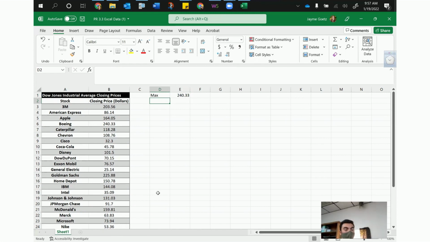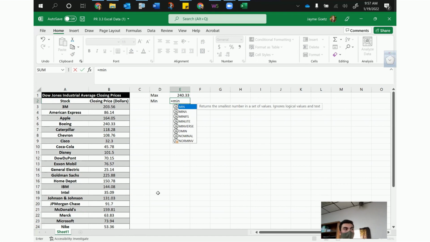Then we're going to do the same thing for the minimum value. So the next one is minimum, and that's going to be equals MIN, and that says returns the smallest number, which is exactly what we want. Open parenthesis, and you're going to select all of those numbers again.